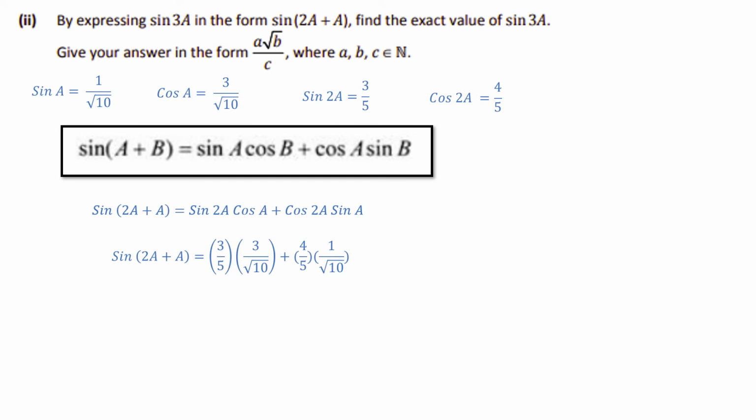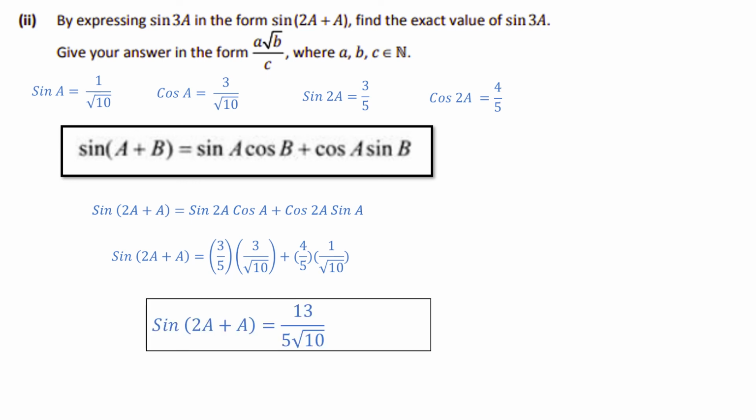That can go to your calculator straight away, or you can work it out. We get 9 over 5 root 10 plus 4 over 5 root 10, which gives me a total of 13 over 5 root 10. I now need to bring it into the form we've been asked. So just go back to this question here, and this is the form they wanted. They wanted it rationalized. Now, actually, if you put it into your calculator, it would have rationalized it for you straight away.